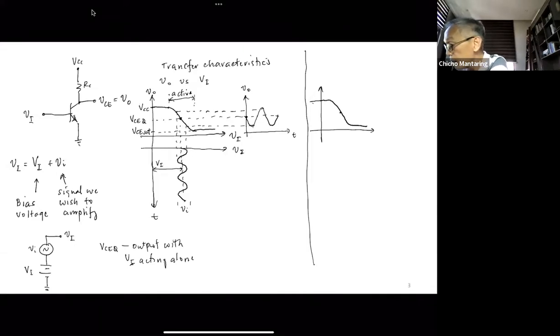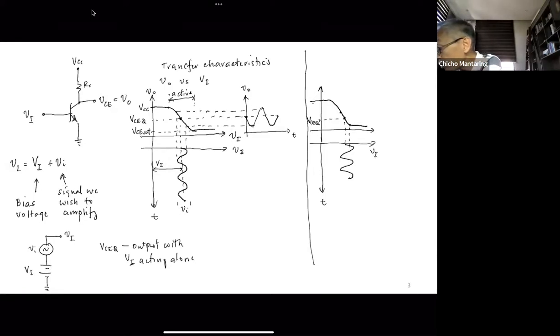And let's say that I chose a poor value for VCEQ. Let's say nandito yung VCEQ ko. So this is my VCEQ. So what will happen now when my input changes? Let's say my input changes this way. So this is versus time. This is V capital I. Note that at this point, nagsasaturate na yung transistor ko.